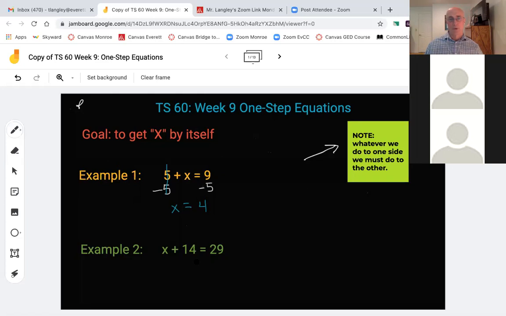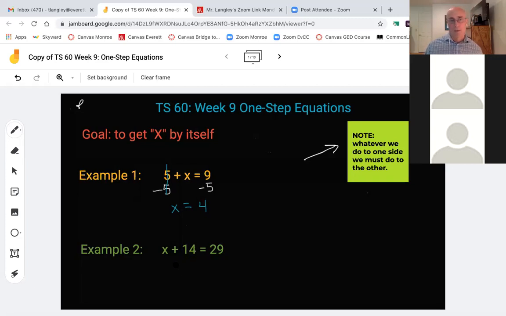I've got x plus 14. x plus 14 is 29. I see that I want x by itself, and I'm adding 14 on this side. So what is the opposite of adding? Subtracting, okay? So just to add another concept here, you're basically looking at the side with x, and whatever math is going on there, you're going to do the opposite of it to get rid of the 14 or the 5 or whatever it is, okay? Doesn't that make sense? If you're adding 14, then you'd have to subtract 14.